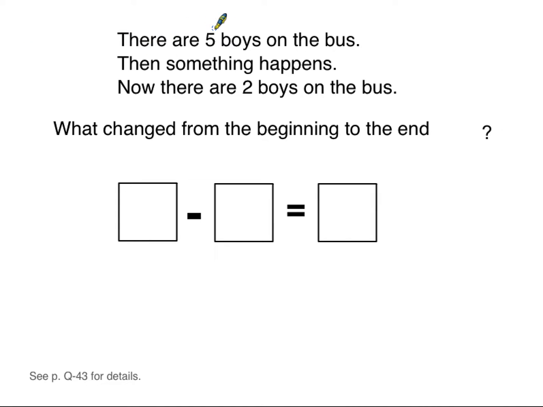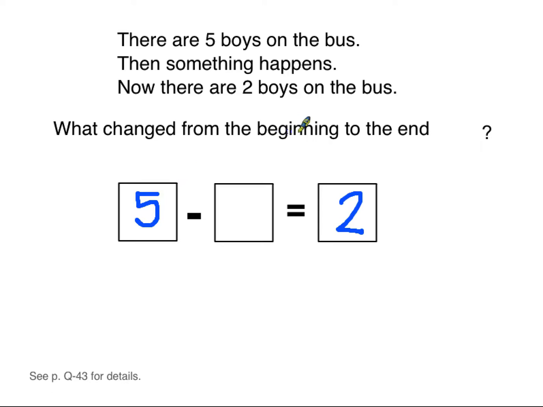There are 5 boys on the bus. Then something happens. Now there are 2 boys on the bus. Something happened. You have fewer boys. That means you have takeaway. We started with 5. Something happens to some of the boys because now we only have 2.